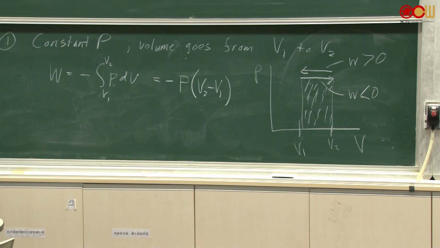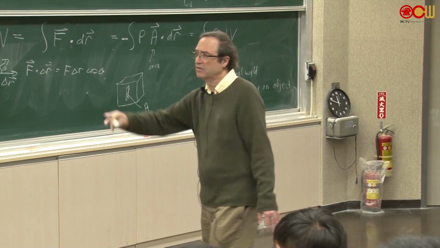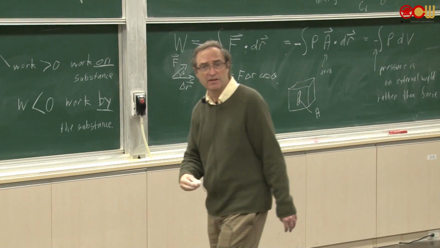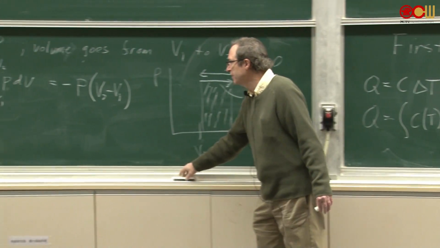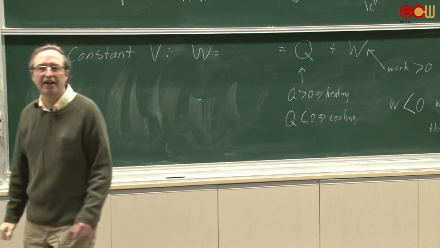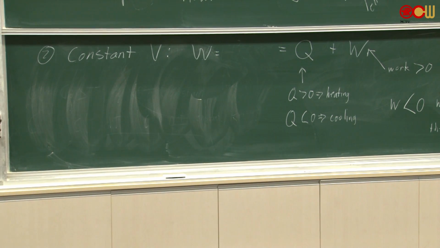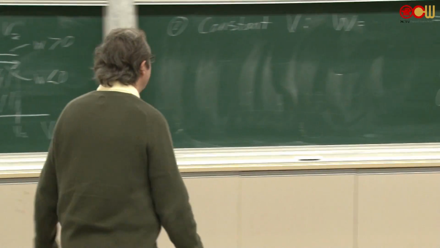So in any problem you're given, sometimes you have to do an integral, but sometimes it's easier to just draw a graph and find the area under the curve. All right, let's do another example. Number 2, constant V. So what is the work done if the volume does not change? It would be 0, right?